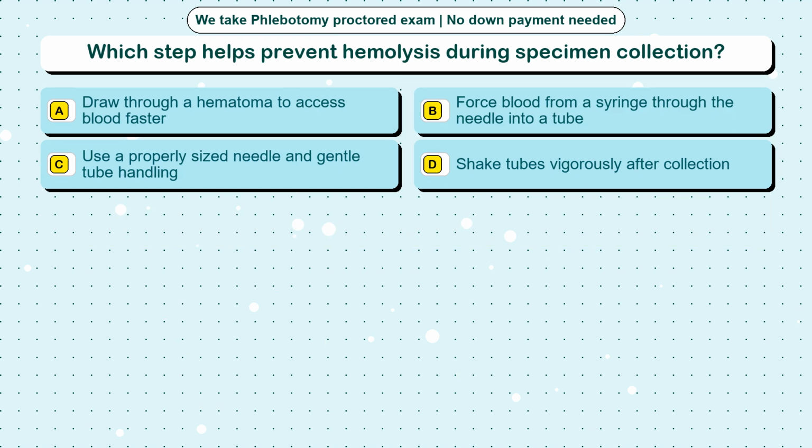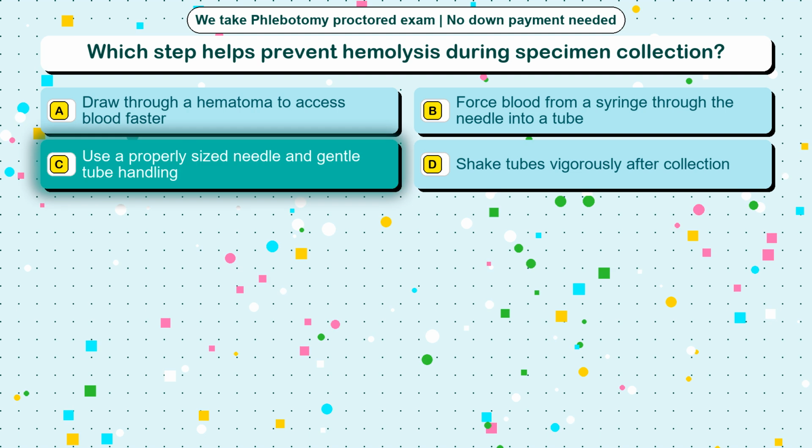Question 61. Which step helps prevent hemolysis during specimen collection? Option A. Draw through a hematoma to access blood faster. Option B. Force blood from a syringe through the needle into a tube. Option C. Use a properly sized needle and gentle tube handling. Option D. Shake tubes vigorously after collection.